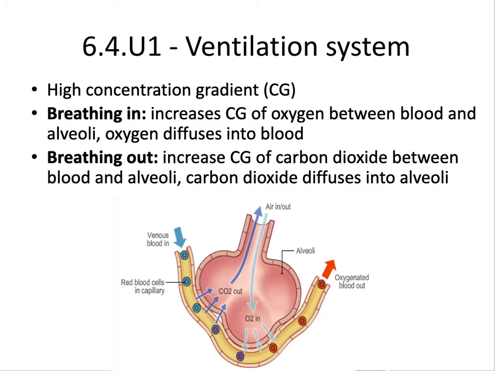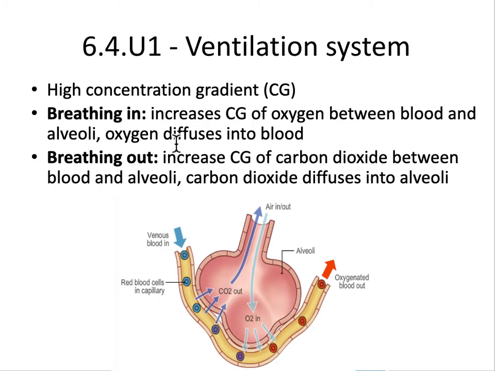So I told you we'd mention this high concentration gradient again. Let's use the term CG to represent concentration gradient. A concentration gradient is a barrier. Think about osmosis, how usually particles move from a side of higher concentration to a side of lower concentration. The action of breathing in or out creates a pressure difference, which helps push across the concentration gradient. Breathing in increases the concentration gradient of oxygen between the blood and the alveoli, and this allows oxygen to diffuse into the blood, so into the capillary.